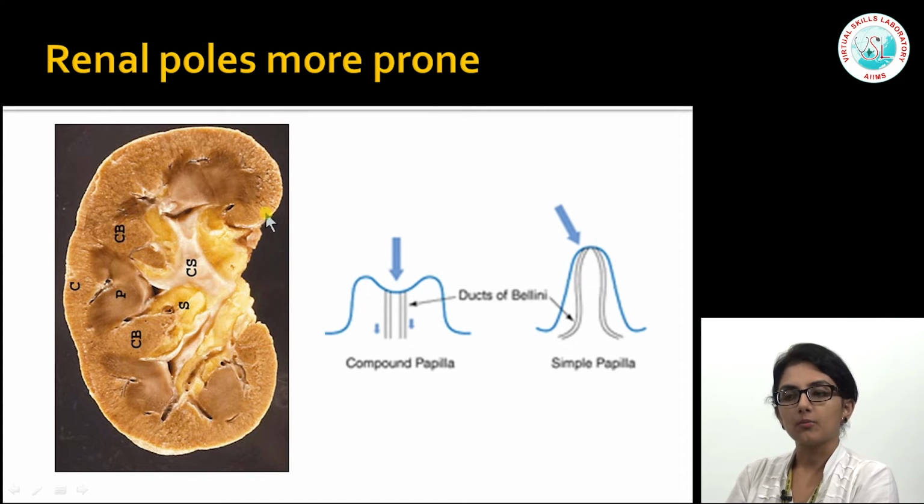This fusion tends to occur more at the poles, both the upper and the lower pole. And so as you can see in the picture on the right, when you have more fusion of papillae, or formation of what we call compound papillae, the opening of the ducts of Bellini tends to be wider. And therefore, whenever there's reflux of urine, it's easier for the urine to enter into the kidney through these compound papillae. Versus where there is less fusion, which is in the main substance of the kidney and the non-polar area, there you have simple papillae, and you can see that they have a very narrow opening and therefore are not so prone to reflux and therefore pyelonephritis.